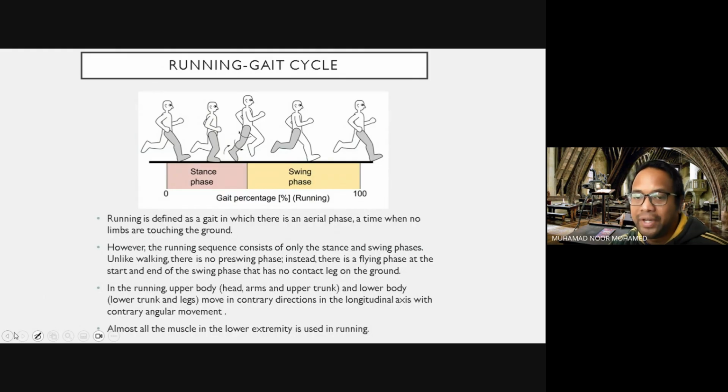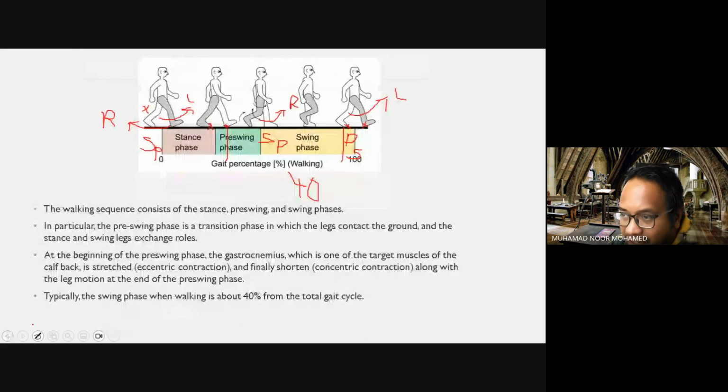If we compare walking and running, in running we don't have pre-swing, that's all. We don't have pre-swing because there are moments where both legs are actually airborne. If we look at walking earlier, there is a phase where both feet are on the ground. One foot in front is about to lift and swing forward, the other foot at the back is in the process of swinging back. So we have pre-swing. This is known as pre-swing.